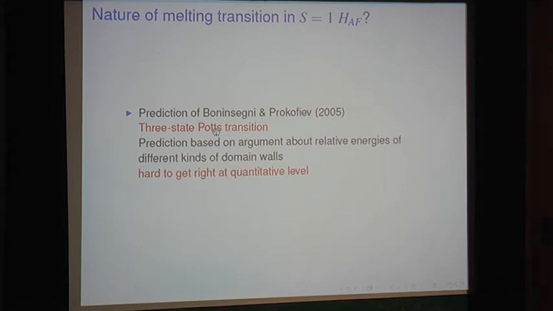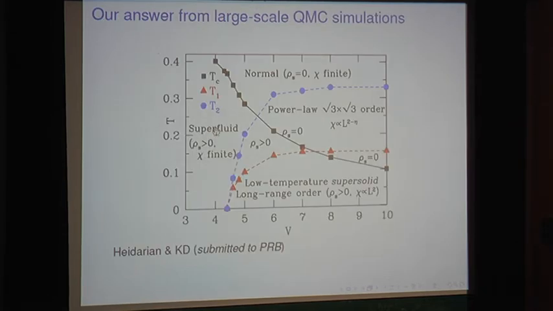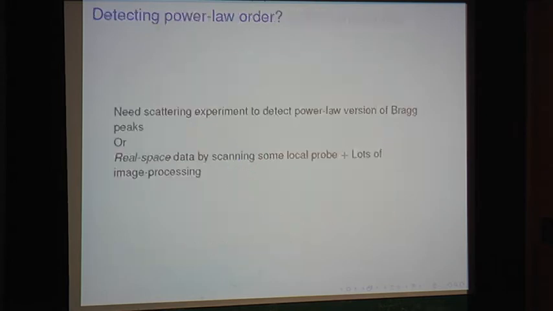So there was some argument in the literature where there was a paper that argued that the transition in the spin 1 Heisenberg antiferromagnet with strong easy-axis anisotropy should be this 3-state Potts transition, and that's not something you can get right at a quantitative level by just arguments. So we've done the numerics and we find again a very clear 2-step melting region. This is not yet published.